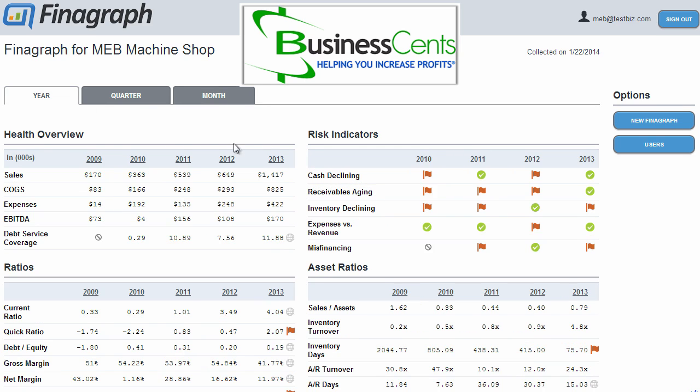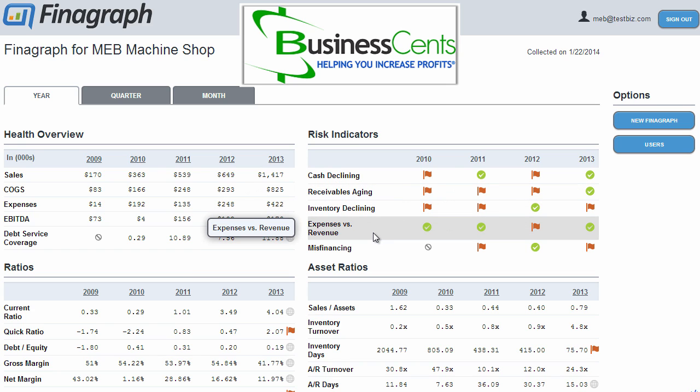In addition to the health overview, you can also see certain risks that might be happening at your business. For instance, some simple ones here, things like what's going on with my cash. From 2009 to 2010, you can see a decrease in cash of about $75,000. But then in 2011, it actually grew by about $600,000. And you can see exactly what's happening with cash, with your receivables, with your inventory, in a very simple red flag, green check mark type of UI.